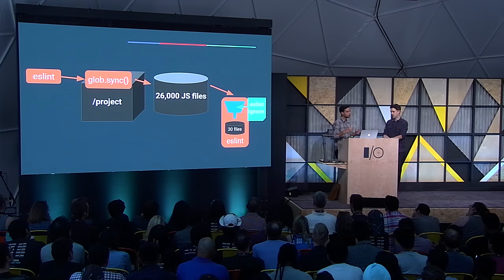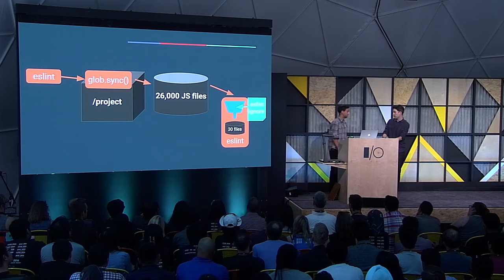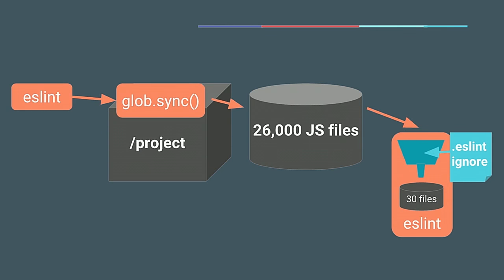And then at the very end, we get 30 files. Yeah. And it's like, lint these 30 files. It does it, yeah. Okay. So that's something. That's cool. That's one way to do it. That's fine. Is there any way to improve it?